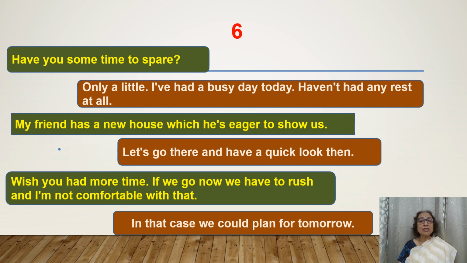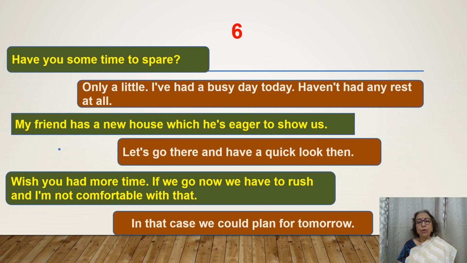Now, see, such a long sentence. If we go now, we have to rush, and I'm not comfortable with that. You are breaking that long sentence into different breath groups so that it becomes easy to pronounce, easy to say. We cannot say it all in one go. That is not the way to say it. We have to say it like, wish you had more time. If we go now, we have to rush, and I'm not comfortable with that.